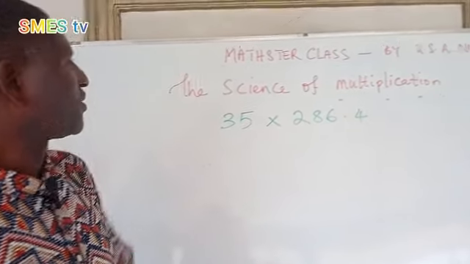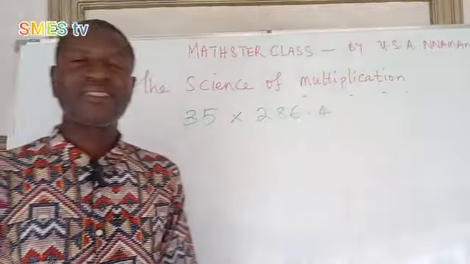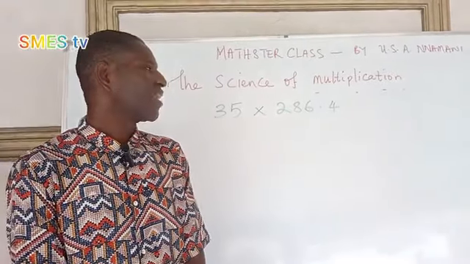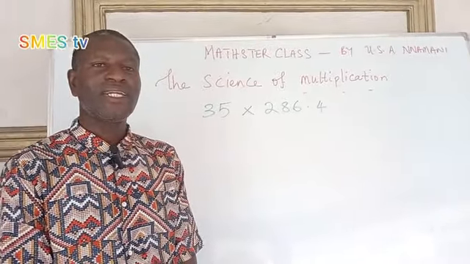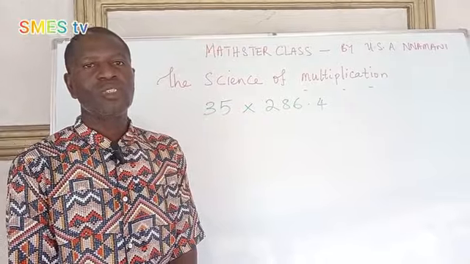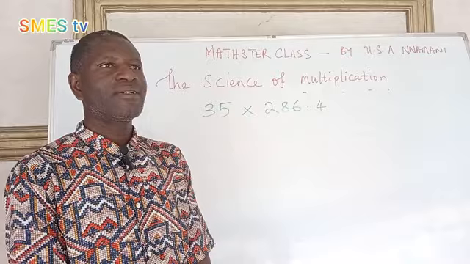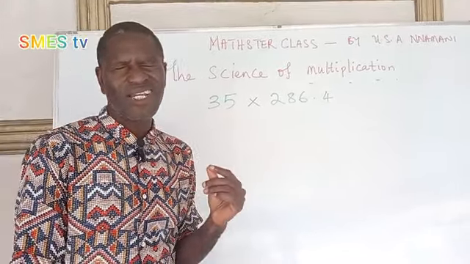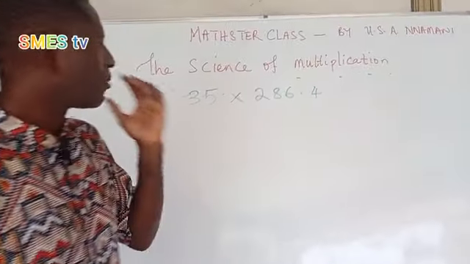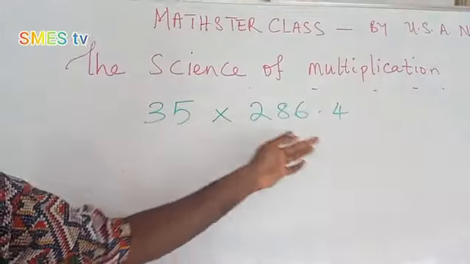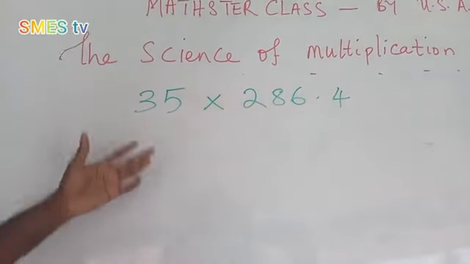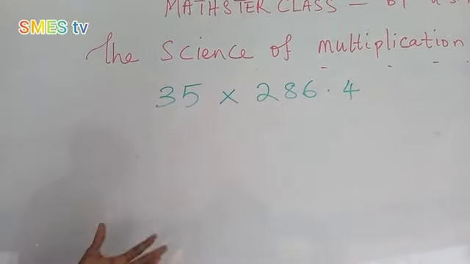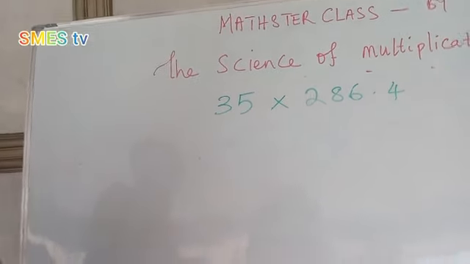So we continue our class on the science of multiplication. Last time I put up an exercise on the board which we did together. So today I want to try something a little bit different. Multiplying a decimal number by a whole number. Okay? The procedure is the same.